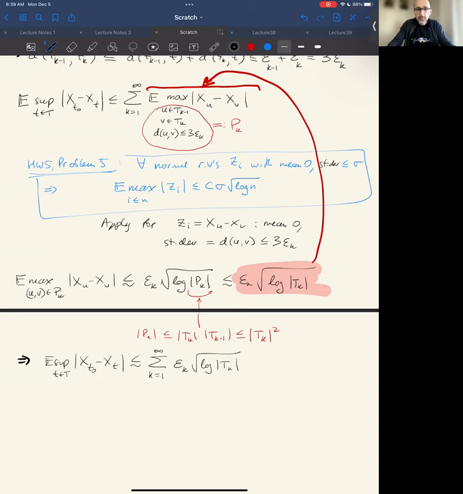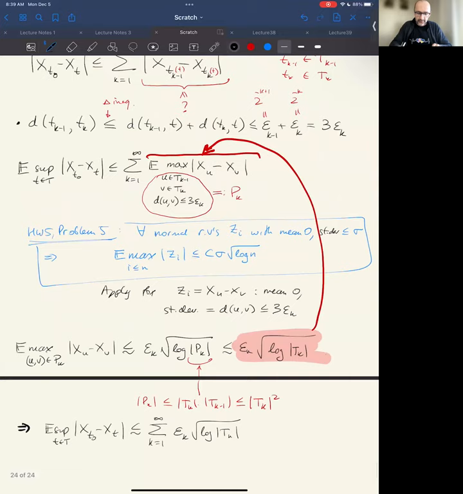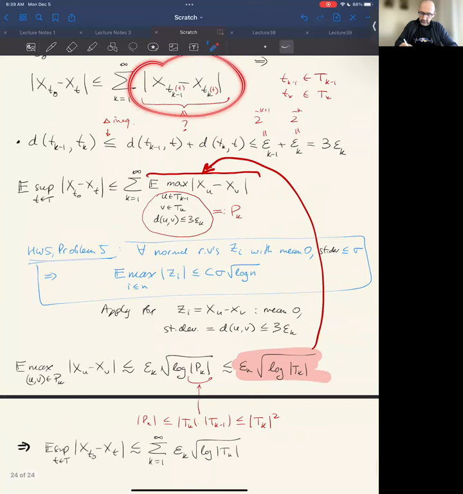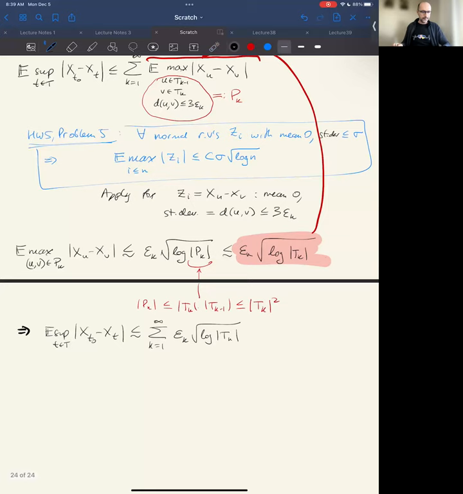Now, in the rest of the proof, we'll manipulate it into the integral in Dudley's inequality, but that will be kind of boring. The most important thing has already happened. The most important thing is to make the chaining like this and estimate each link of that chain separately. So we did that. Was that clear?